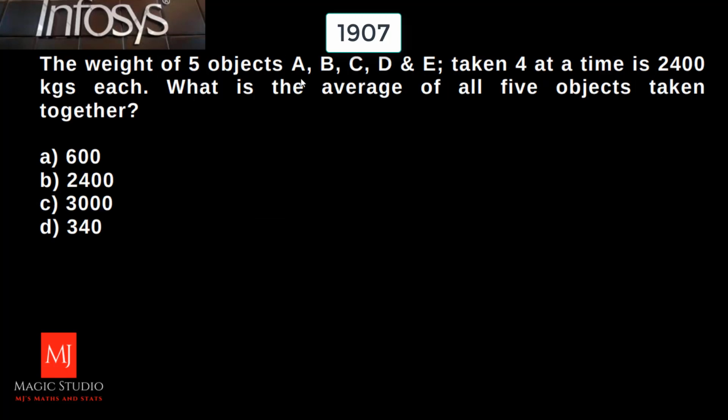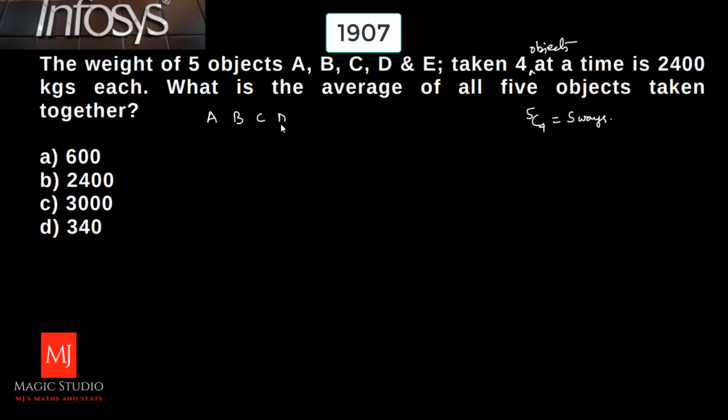The weight of 5 objects A, B, C, D and E taken 4 at a time is 2400 kg each. Now, if we have 5 different objects, it must be assumed that these are 5 different objects taken 4 at a time. How many selections can we do? 5C4 ways we can select. 5C4 would be equal to 5. So, in 5 ways we can do that.